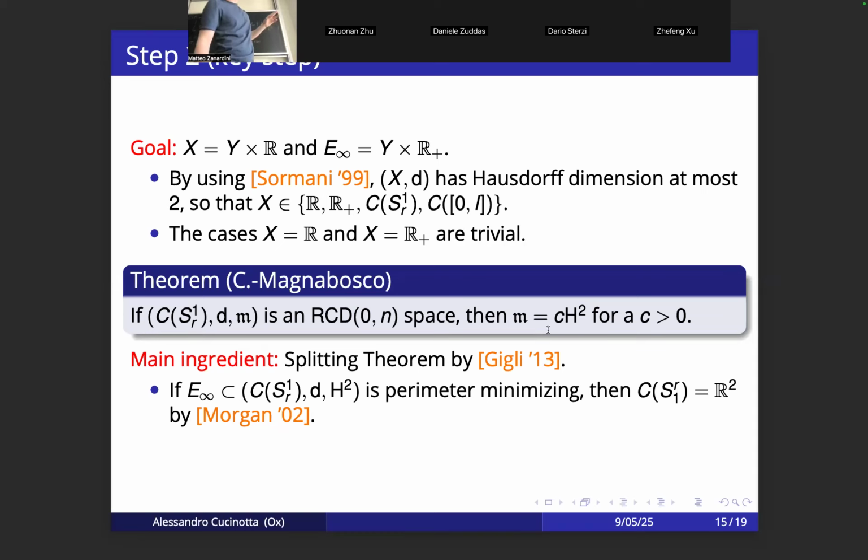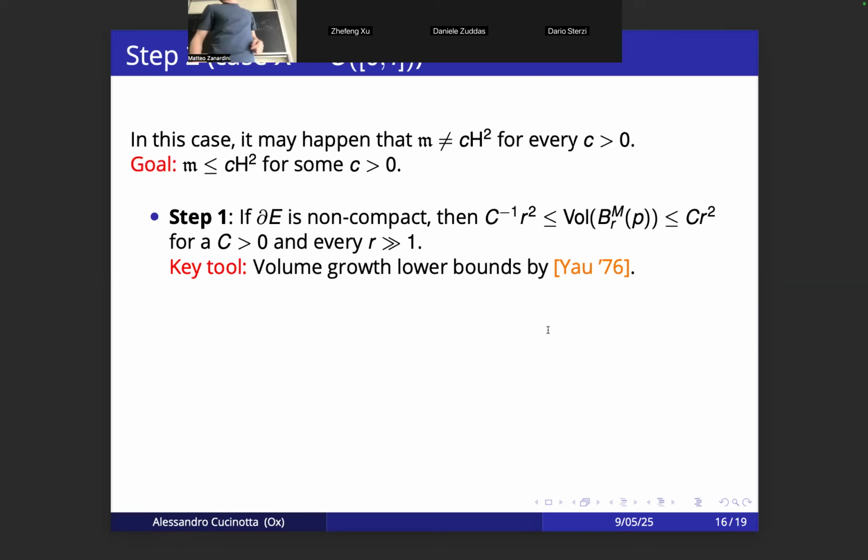So the main two issues are the fact that you don't have the structure of the blowdown, which is what I was saying, and that the splitting of the blowdown does not tell you that the initial manifold splits. And this is a major issue because obviously you want to prove something on the manifold. So these are the two main problems.